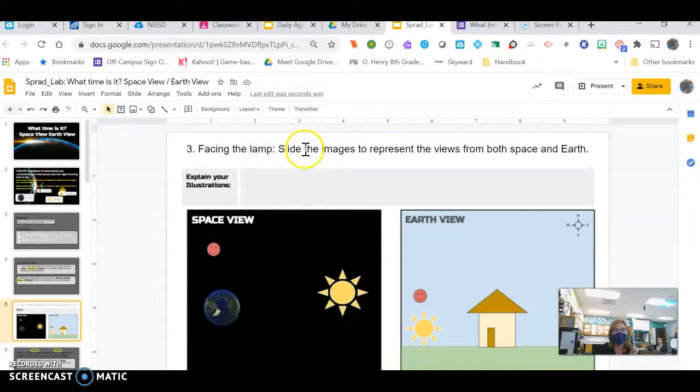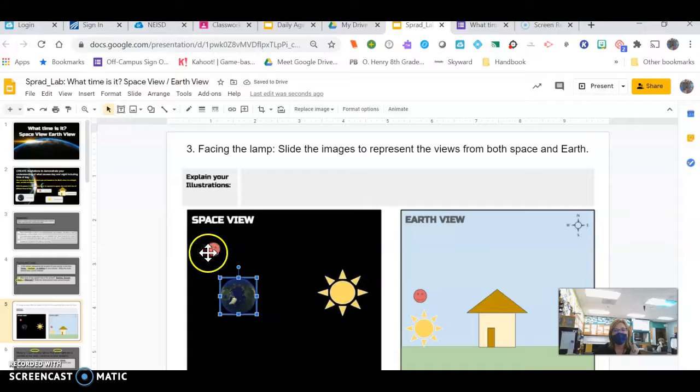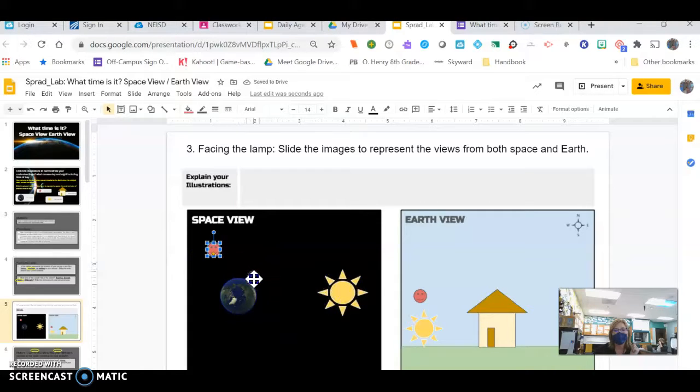It says facing the lamp, slide the image to represent the views from both space and Earth. So if I were looking down on the Earth from the North Pole, here's my Earth, I can move it around, and here's my sun. Then this is going to be over here because it's straight in line with the sun. The sun would be straight overhead here with the Earth. Here's my North Pole. So what would it look like from Earth?